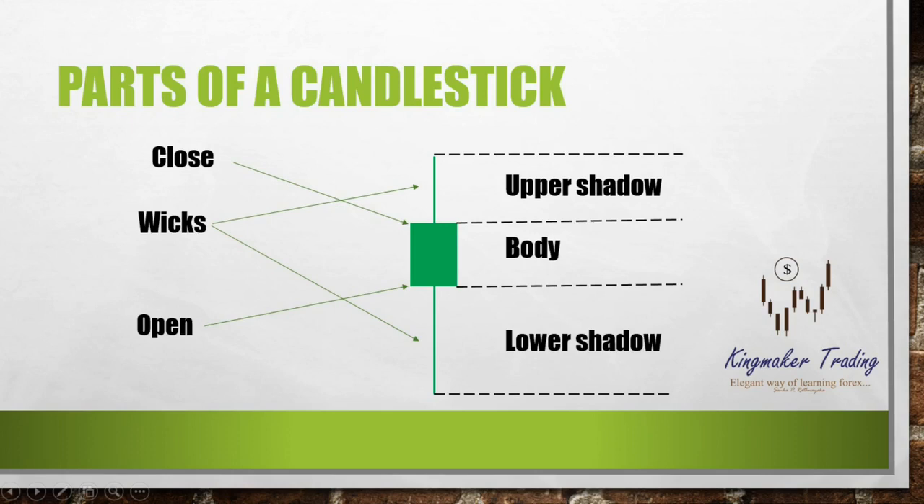And here is the representation of a red candle. For a red candle, the closing price must be below the opening price. So for a red candle, this is the opening price and this is the closing price, and these lines are wicks. You can see the red square area, which is the body of the candlestick, and this is the upper shadow and this is the lower shadow.